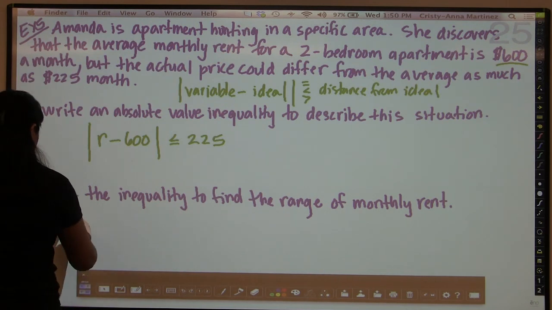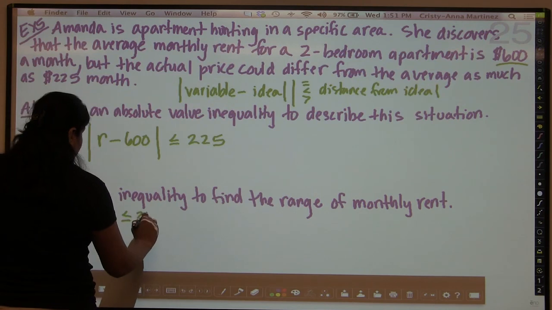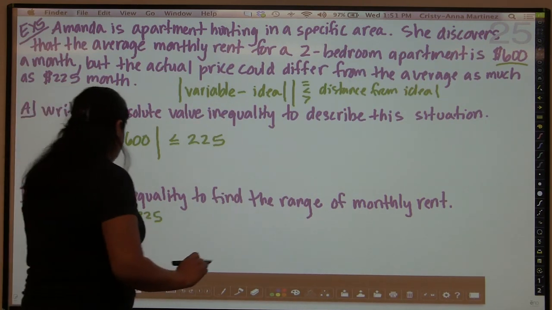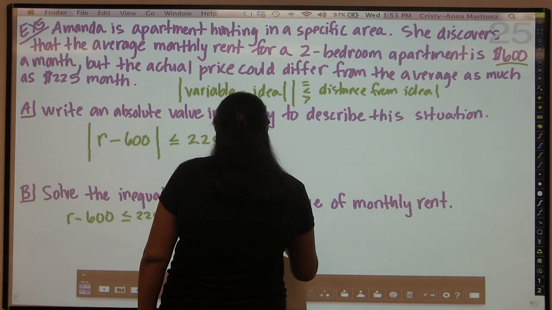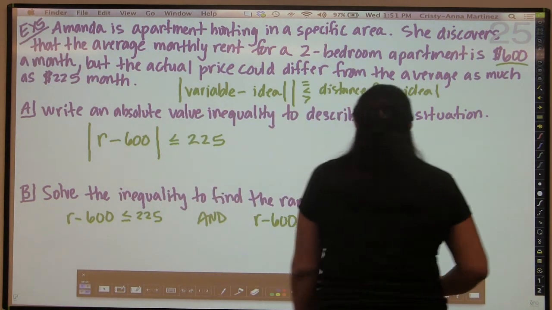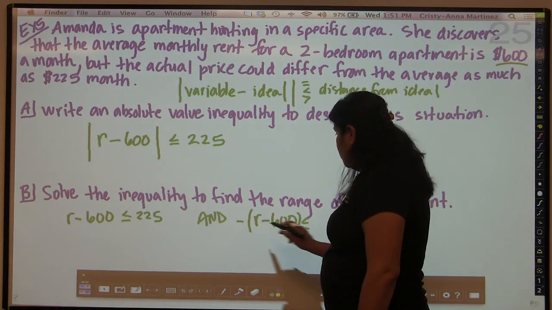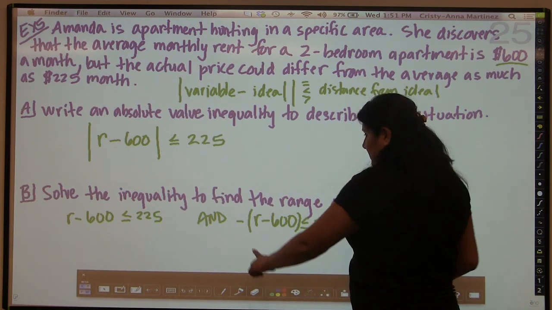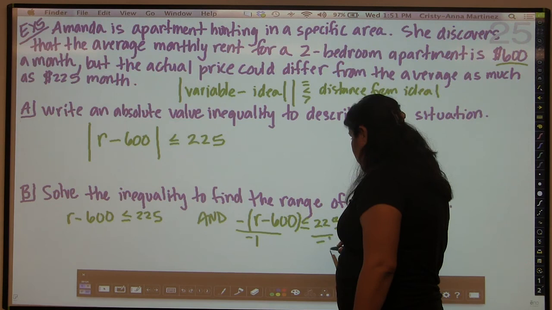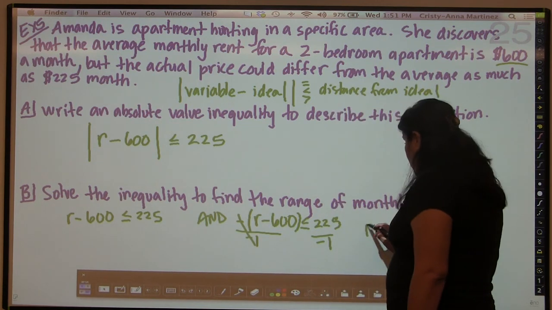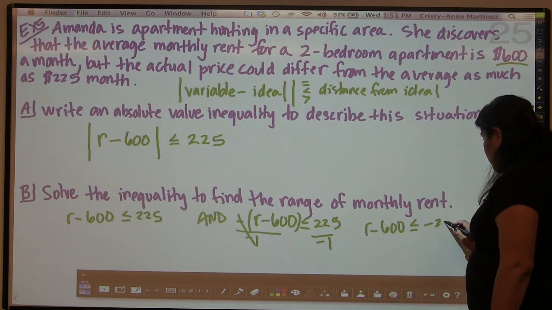So we're going to get R minus 600. This is my positive case, less than or equal to 225. And then I'm going to get and. So also R minus 600, and it's going to be less than or equal to 225. Then I have my negative case here, so I put the negative in front of that. So in this case, I'm going to solve my negative case first, divide by -1, and I'm going to get R minus 600 less than or equal to negative 225.